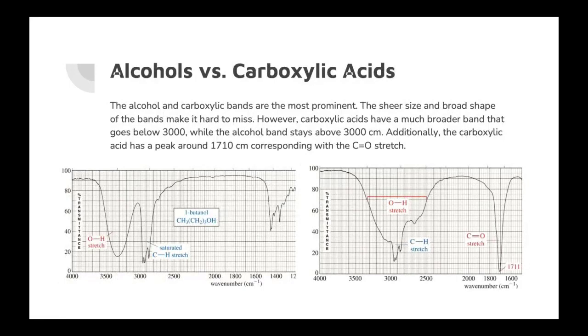Alcohols and carboxylic acids are the most prominent functional group on the IR. It's usually the one that you can identify the fastest. They're very strong and they're very broad. The difference between the two is that carboxylic acids are a lot broader. They go from above 3000 all the way below 3000, while alcohols usually stay very clearly above 3000, as you can see on the left here. Another big difference is that alcohols are not carbonyls, and so they won't have a matching peak at 1700, whereas carboxylic acids will have that peak at 1700.